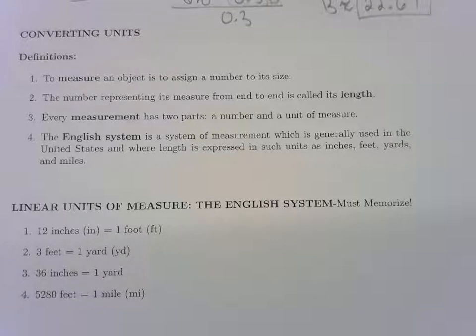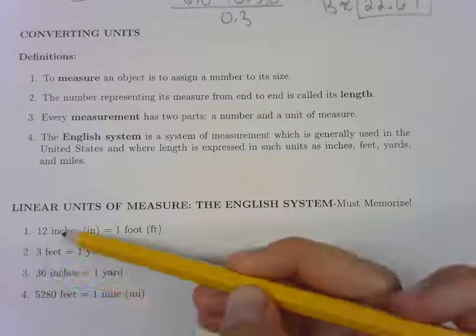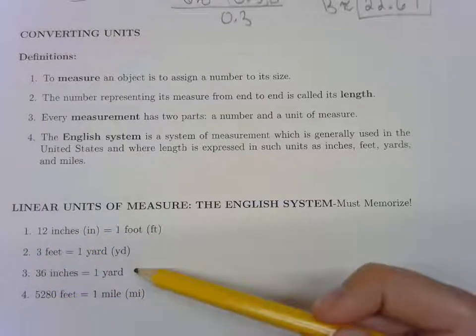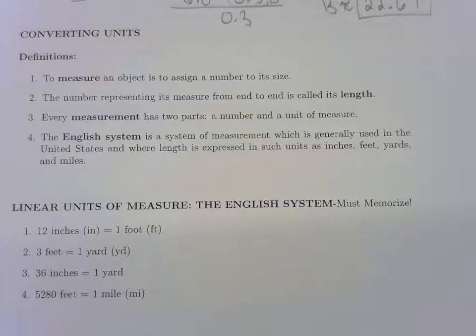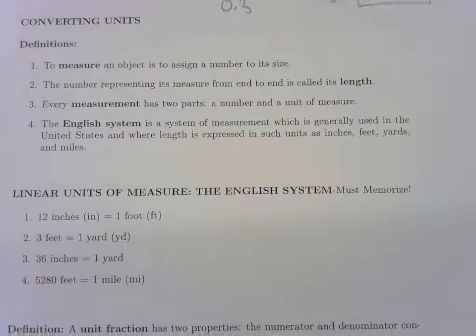Number one, 12 inches is 1 foot. Number two, 3 feet is 1 yard. Number three, 36 inches is 1 yard. You could have got this one from 1 and 2, so this one you don't really have to memorize. Number four, you might not have memorized. Make sure you do have it for the SAT. 5,280 feet is 1 mile. So we're going to look at the English system first, then we'll go into the metric system.